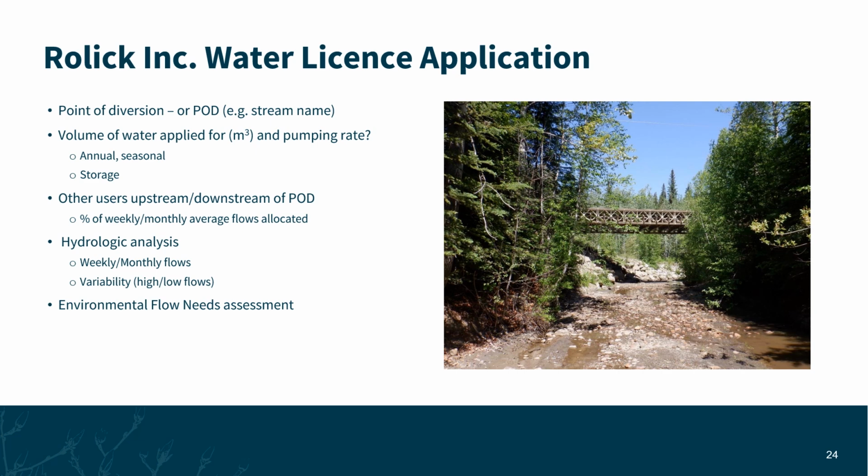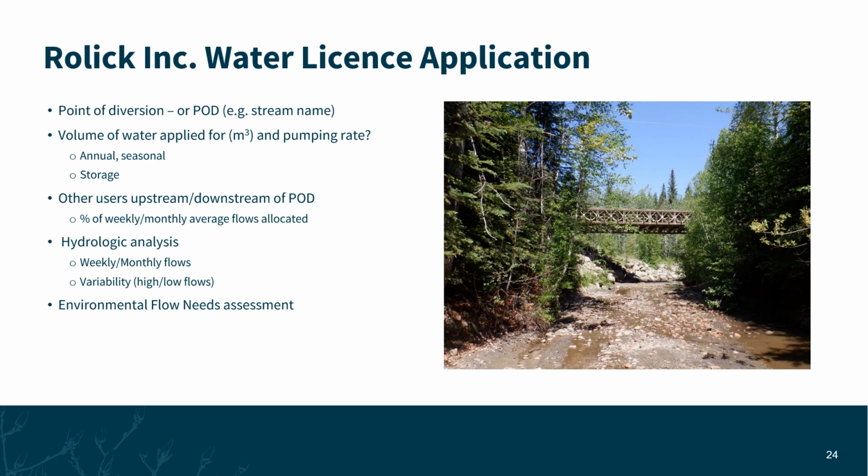We may also require a hydrologic analysis, so identifying the weekly and monthly flows and what are the variability between those high and low flows throughout the season. And this would all come out in an environmental flow needs assessment to determine what type of flows would be required to leave in the system for the ecosystem to be sustainable.